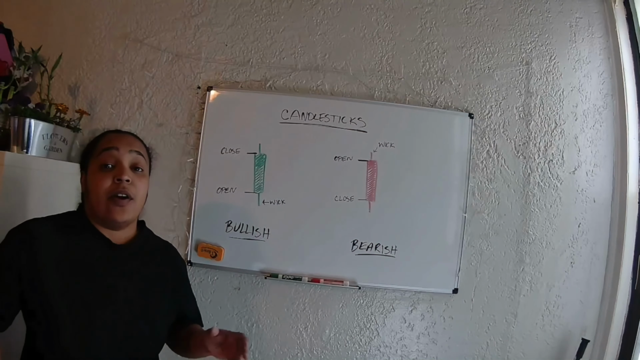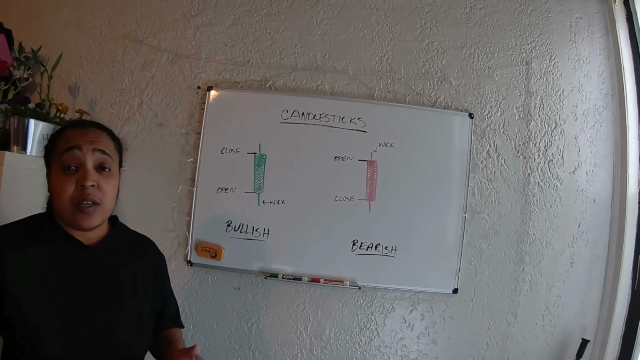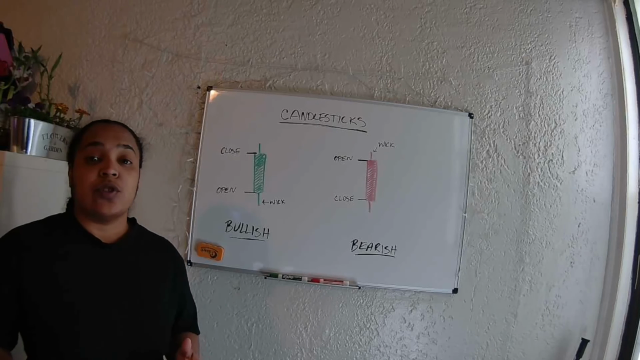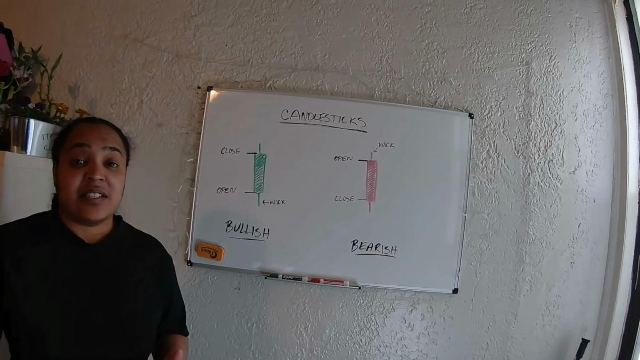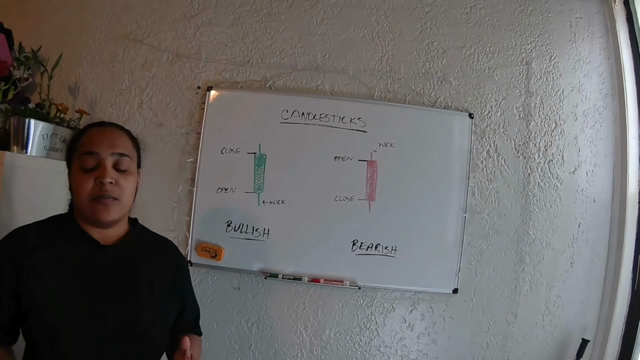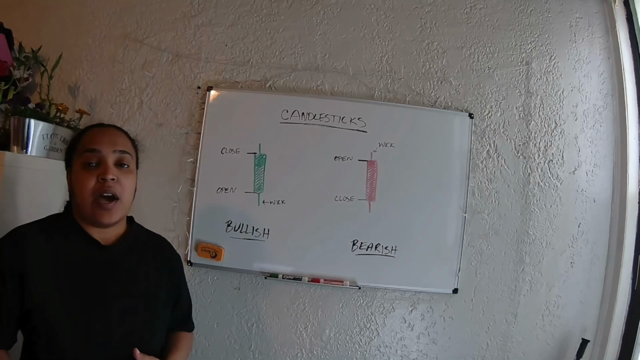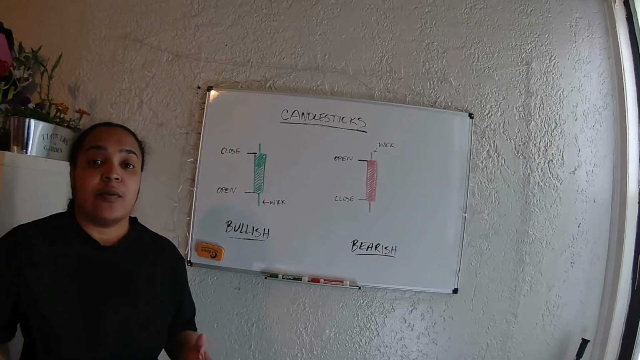Let's get started. All right, first things first, what is a candlestick? Simply put, each candlestick tells you a story about what happened to the price of an asset over a specified period of time. That period could be 1 minute, 1 hour, 1 day. It all depends on what time frame you're looking at on your chart.